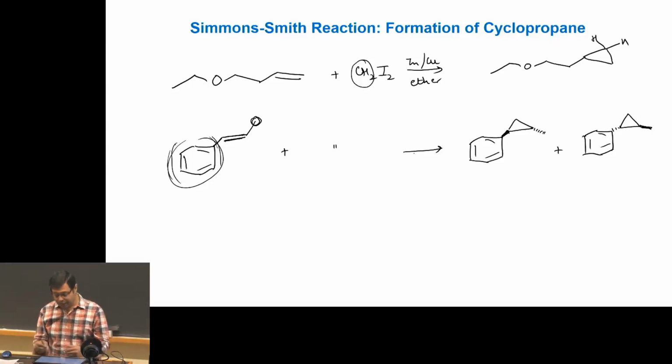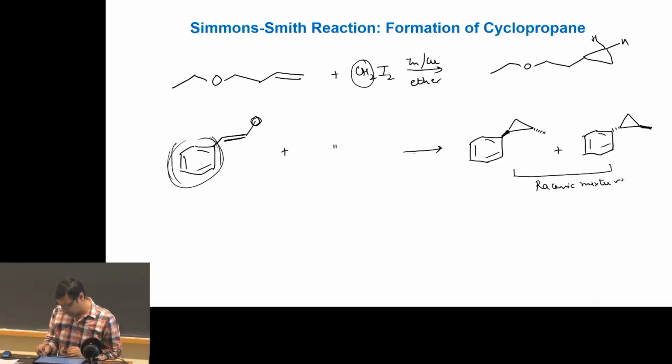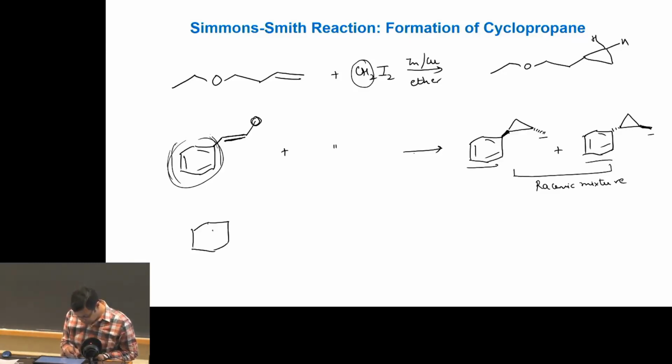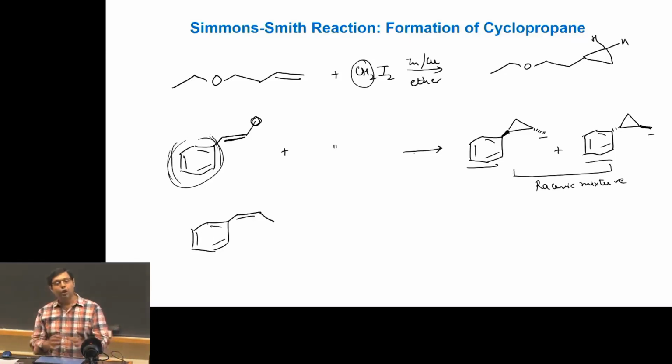Right? You will get a racemic mixture. So if you're starting off with an alkene that has a trans geometry, the groups in the product will also be trans. Right? If you start off with an alkene that has a cis geometry, the groups in the product will be cis. Again, same reaction conditions.